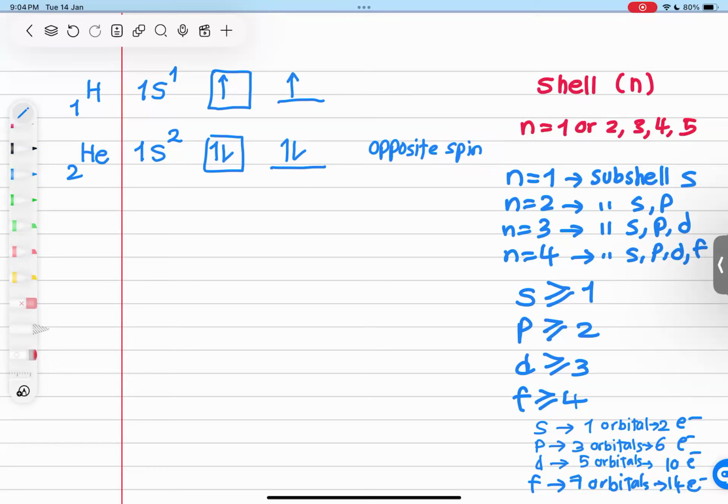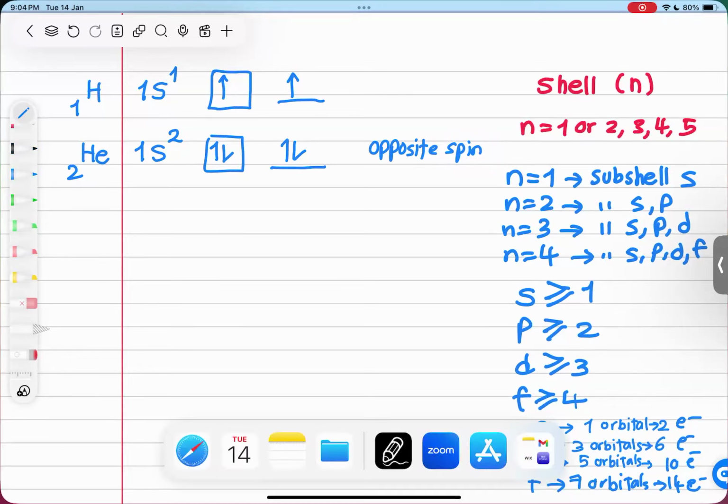Now let's go to the periodic table and see if we can find this out from the periodic table. I can go directly to the periodic table, look at it, and find out what my configuration is.